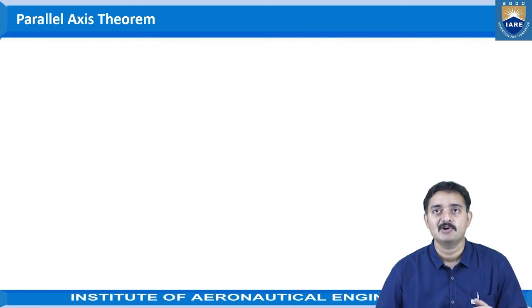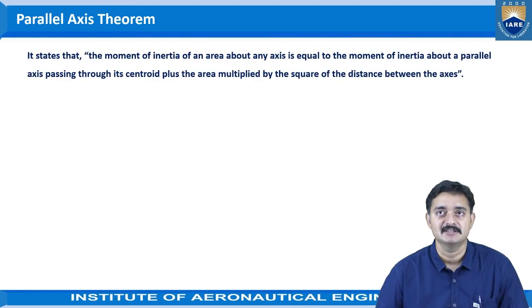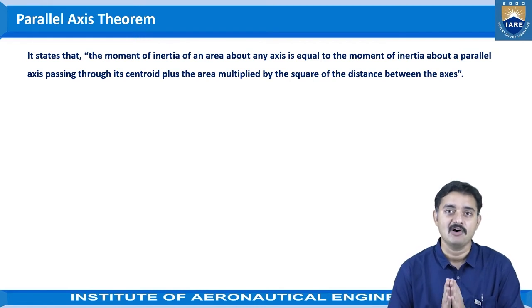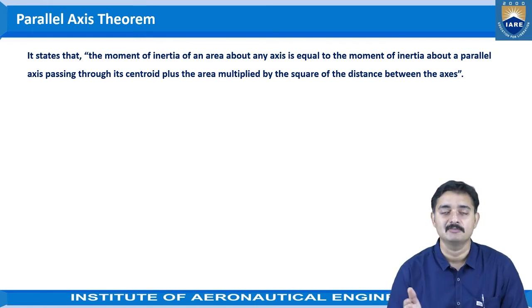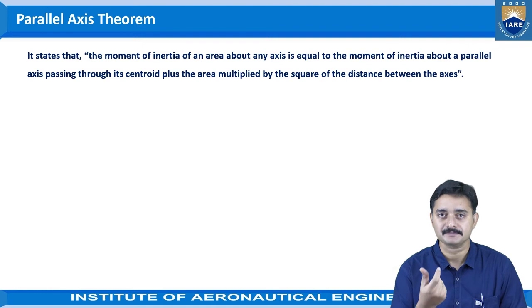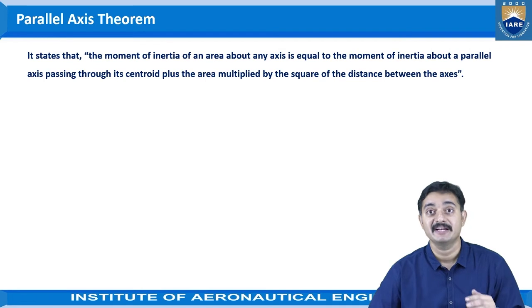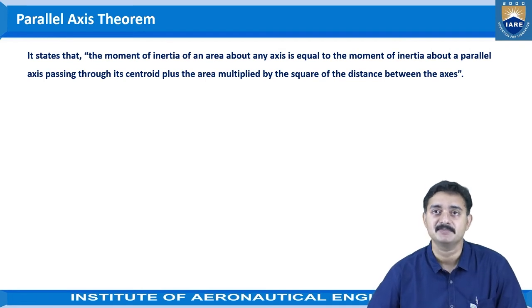Coming to the very important theorem, which is the parallel axis theorem. This theorem is used to identify the moment of inertia of any lamina or any object or body with respect to different axes. If we know the moment of inertia of any object with respect to one axis, and we need to identify the moment of inertia of that object with respect to a different axis, this can be identified using the parallel axis theorem very easily.